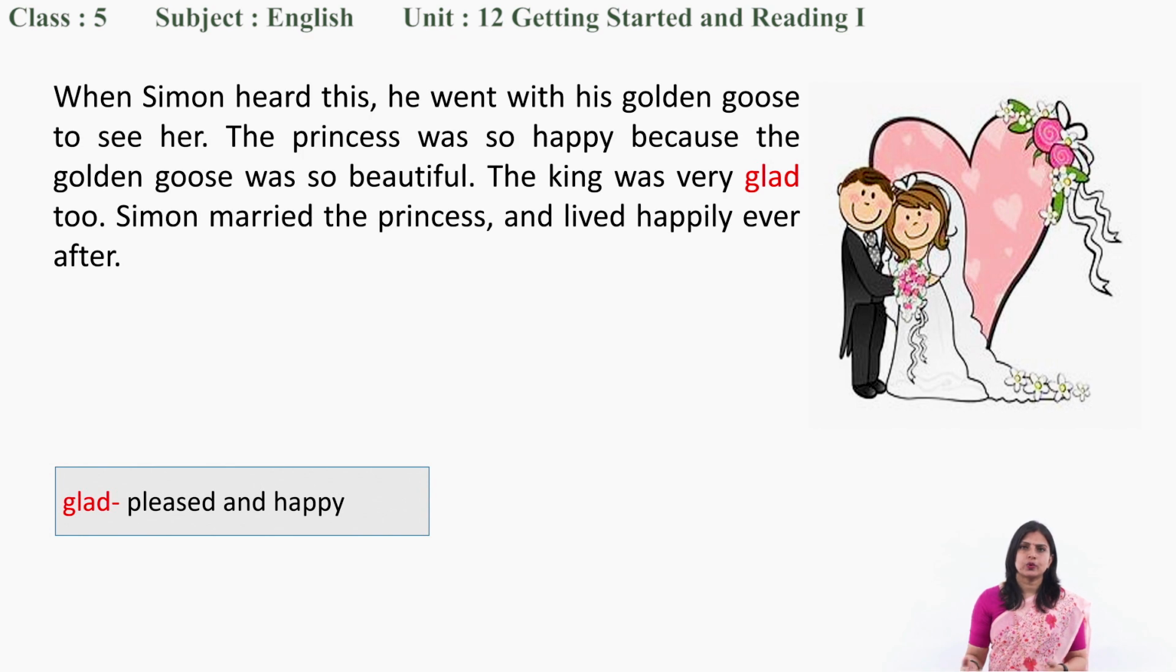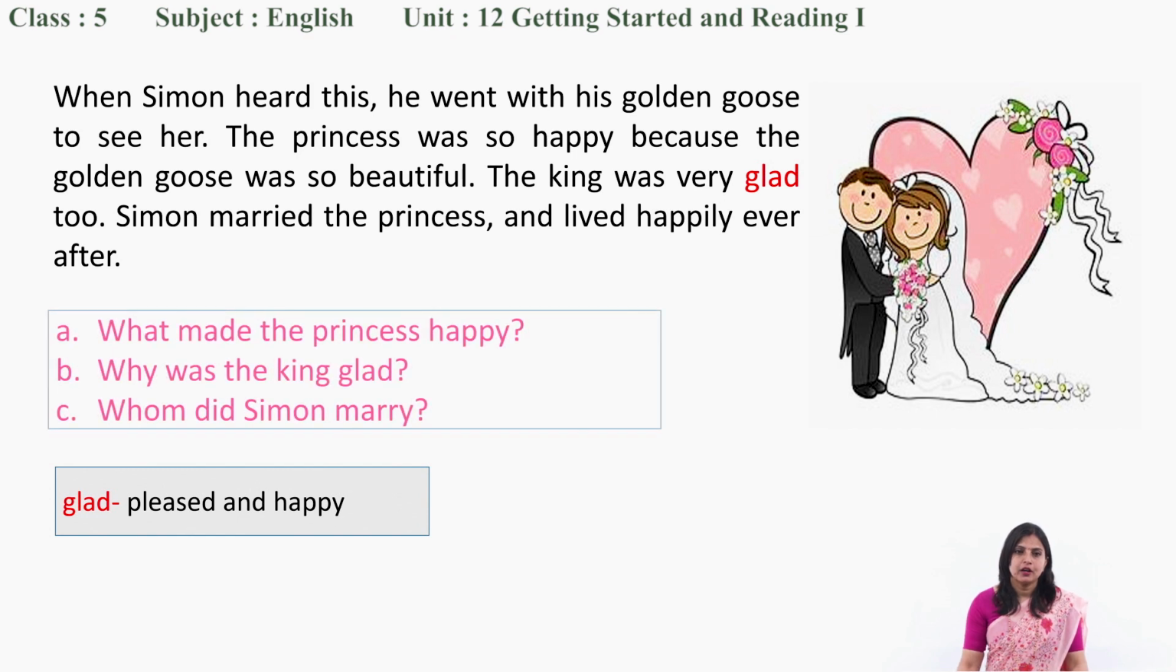Okay. So when Simon heard that, he went with his golden goose to make the princess happy. But when the princess saw the goose, it was so beautiful that she became very much happy. Yes, the king was also very much glad because his daughter was happy now, right? So Simon married the princess as the king had promised, and they lived happily ever after.